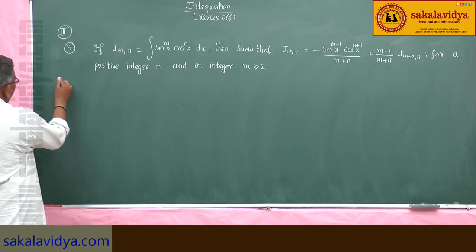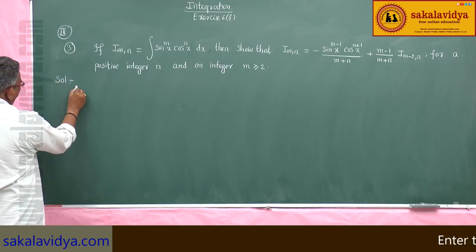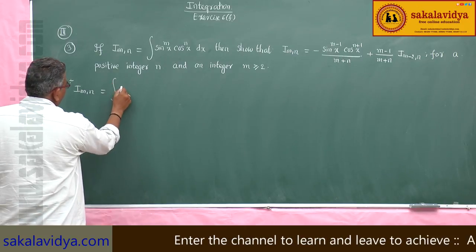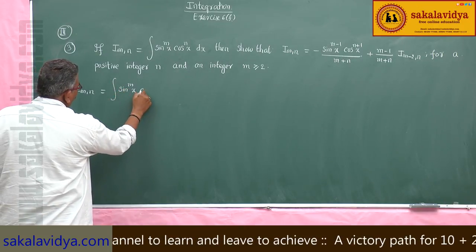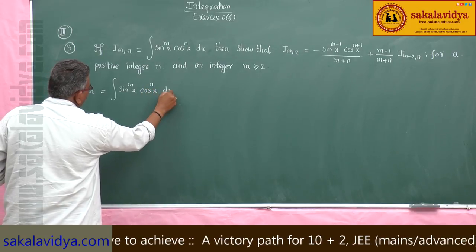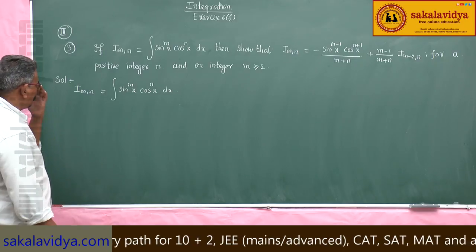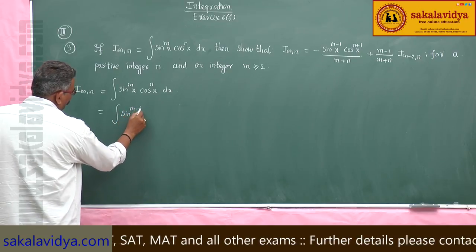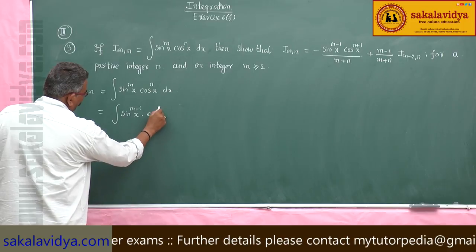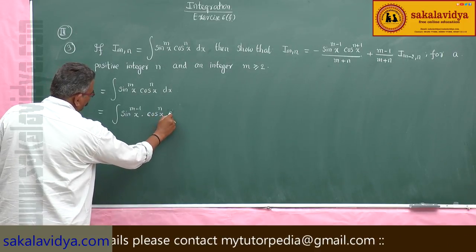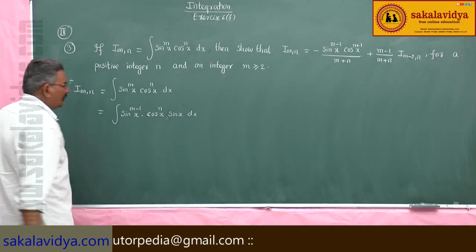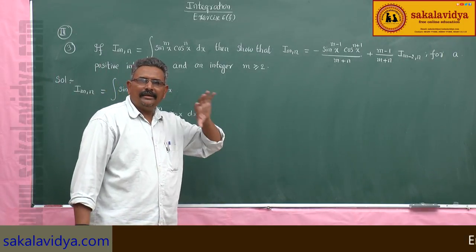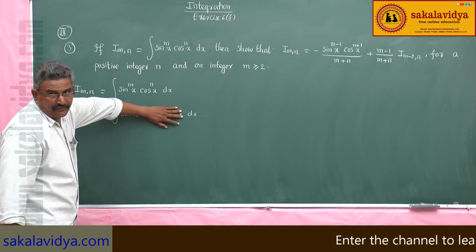Okay, let us do it. Given I(m,n) is equal to integral sin x to the power of m cos x to the power of n dx. Okay, let us write it like this: integral sin x to the power of m minus 1 into cos x to the power of n into sin x dx. Now, while applying integration by parts, it is better to take this as the first function and this one as the second function.